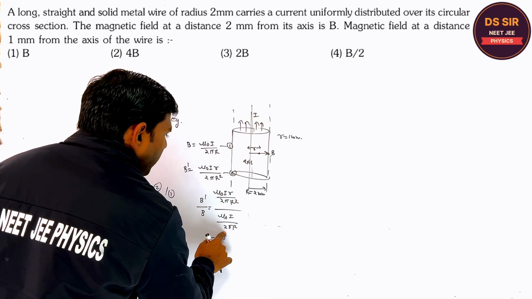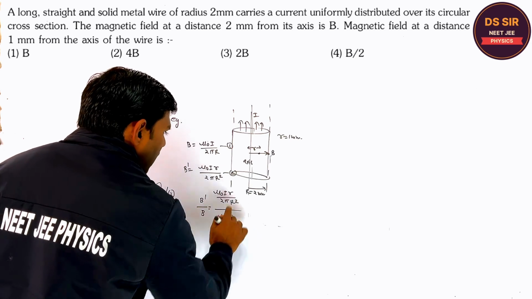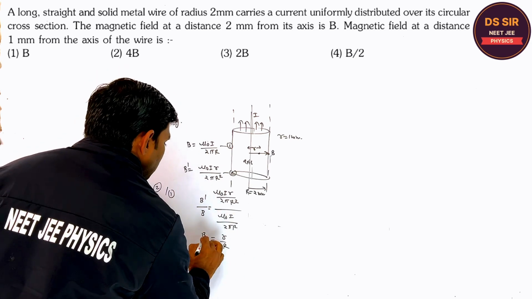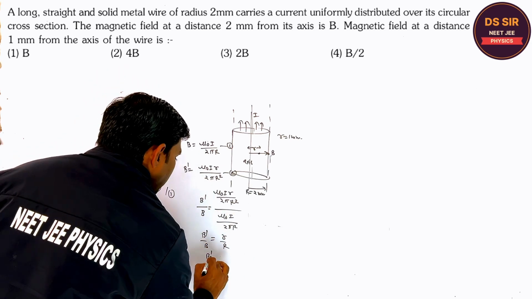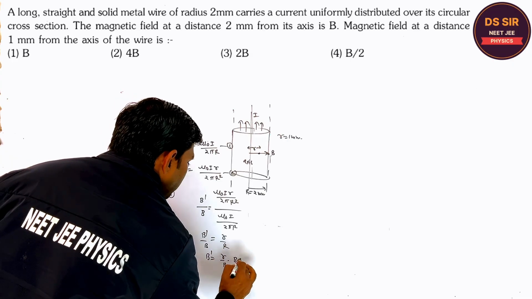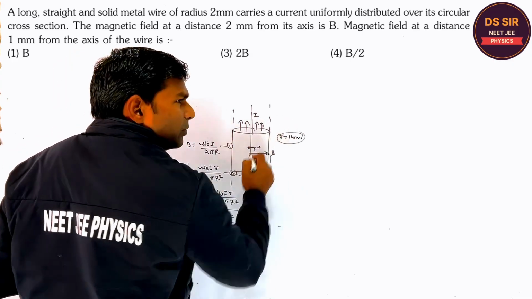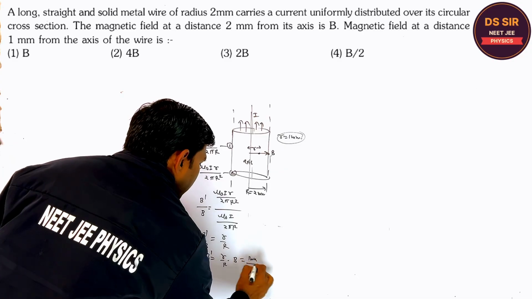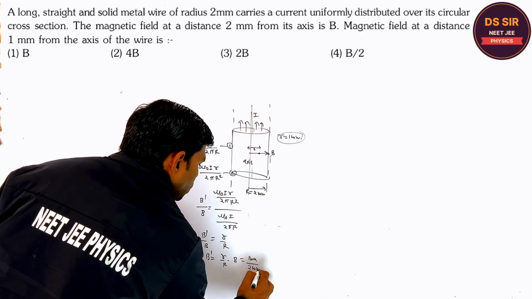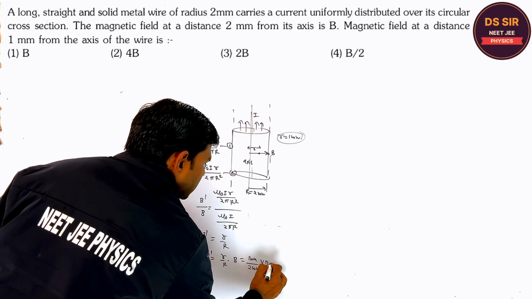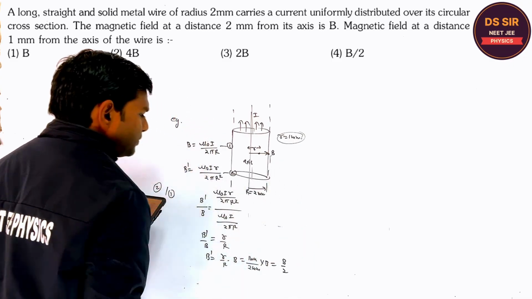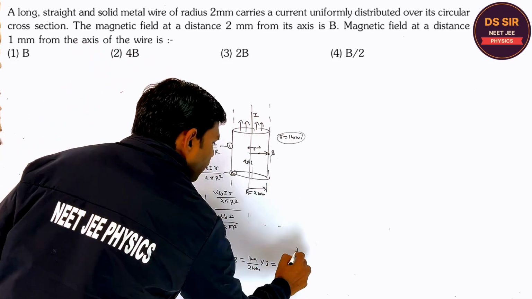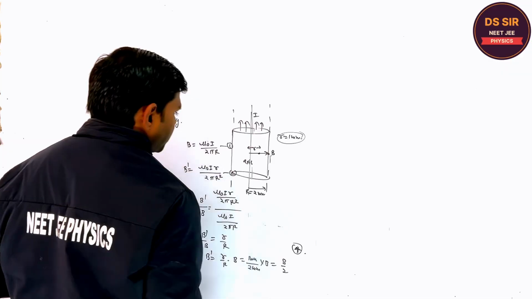When you simplify, everything cancels out, r upon R will be left. So B dash upon B, so B dash is equal to r upon R into B. What is r? Put 1 millimeter only, right? And capital R is 2 millimeter. So the unit will cancel out, and this is the B. So the answer is B by 2, right? The fourth option is the correct option.